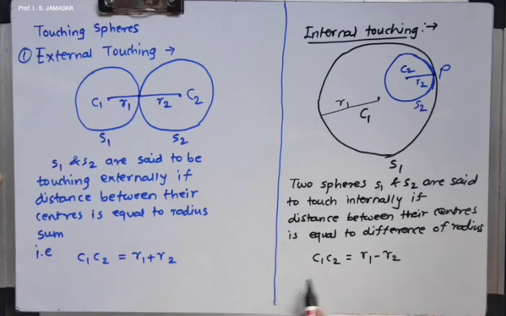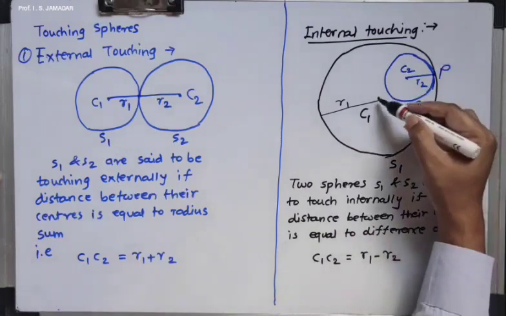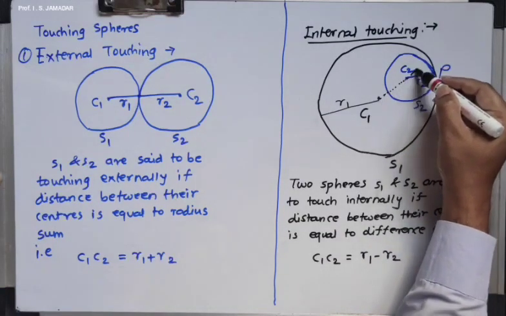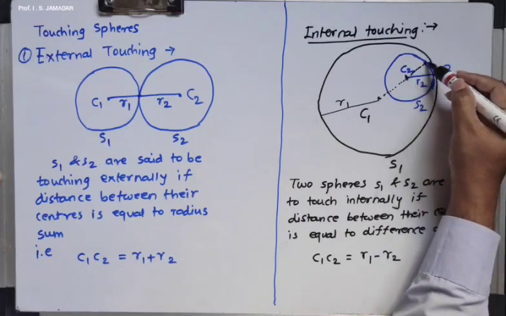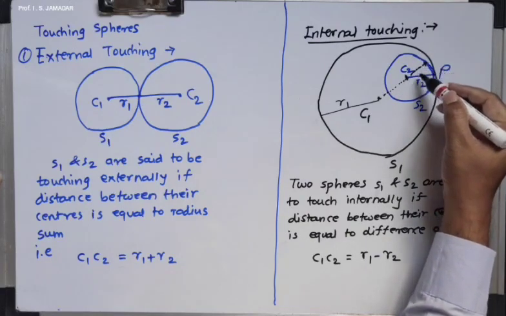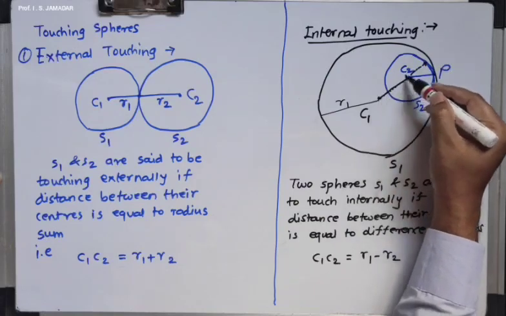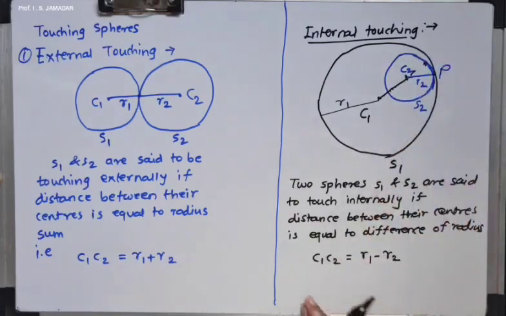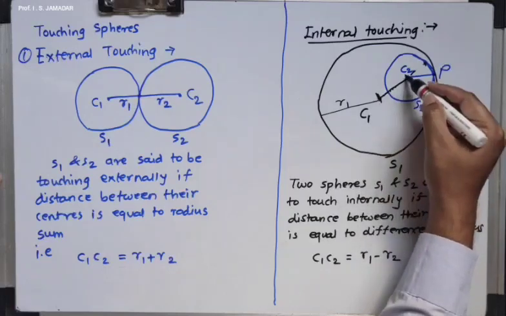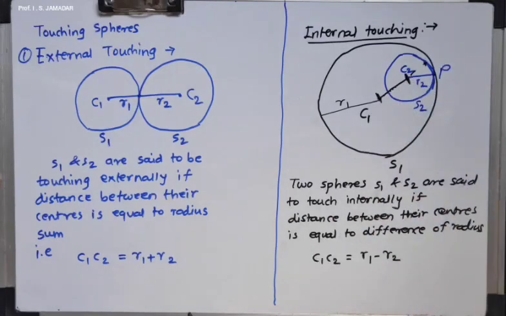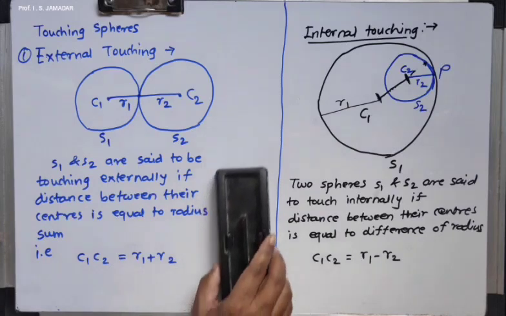If the radius difference is equal to the distance between the centers, then obviously you can conclude that the two spheres are touching internally. This is how you can see that. So if the length between C1 and C2 is equal to the difference between the radii, then the spheres are said to be touching internally. This is about the internal and external touching of the spheres.